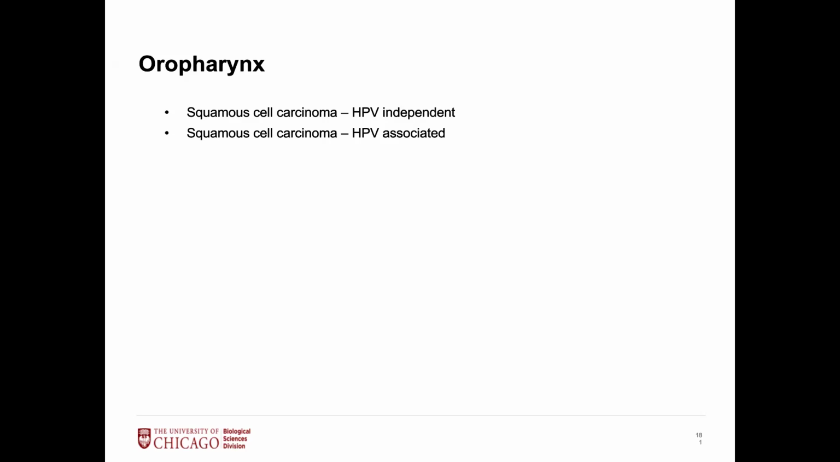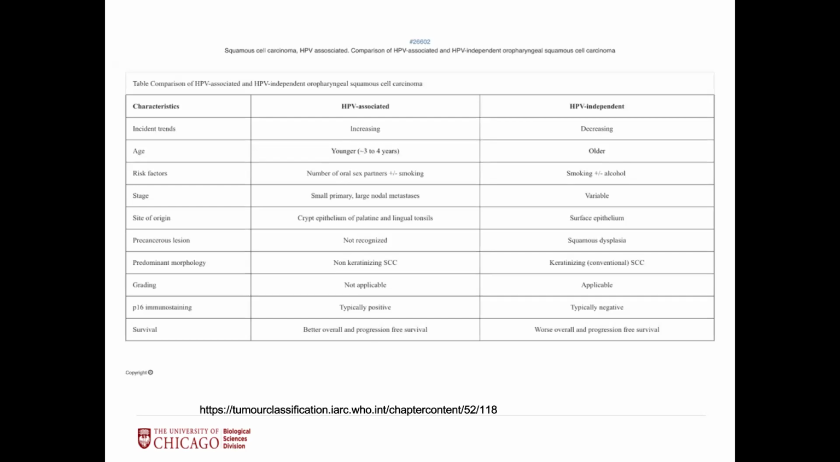Yes, you can still get your smoking and drinking SCCs in your oropharynx. They're usually going to be keratinizing. So what's the difference? HPV is increasing in frequency, and the HPV-independent are decreasing as people started smoking less, but I'm not sure how that's going to work 20 years from now. Younger patients versus older. The risk factor is an increasing number of sex partners, and here it's smoking and drinking. Like I said, small primary, but a large nodal met.